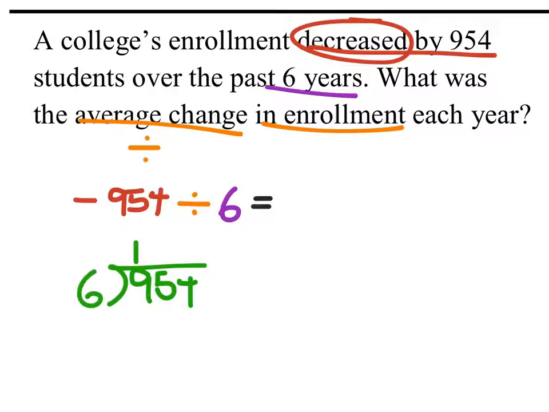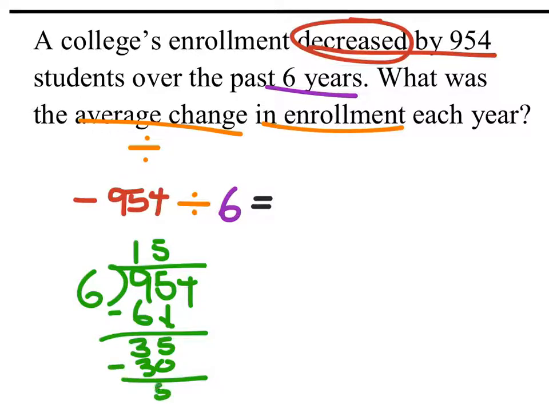6 goes into 9 once. 1 times 6 is 6. Subtract, we get the 3. So I'll drop the 5 there. 6 goes into 35 5 times, which makes that 30. So I subtract that and I get a 5. And then I would drop the 4 right there. And 6 goes into 54 9 times. So the answer to this one is 159.